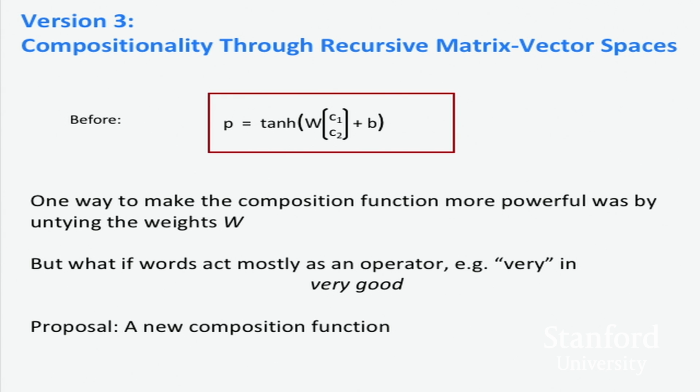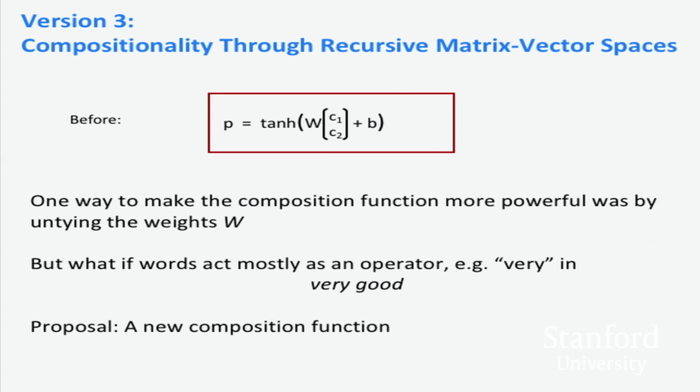And so the last thing I want to mention today is, this was version 3 of how we might capture that composition. Essentially, if you have a vector for good, and you want to modify its meaning with an operator like very, how might you do that? A natural idea from linear algebra is, what if I made very a matrix? Then I can do a matrix-vector multiply and calculate a new vector, and that could be the meaning of very good.